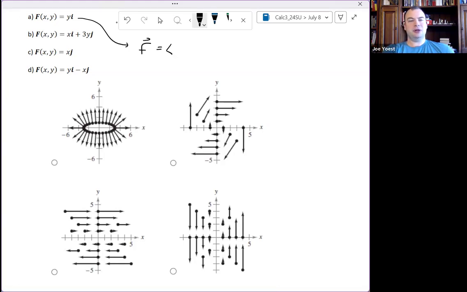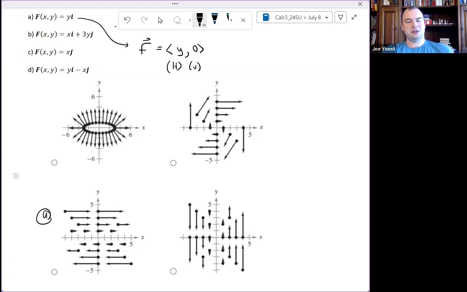So its i component, its first component, is y. Its j component, its second component, is 0. So the horizontal component is y, and the vertical component is always 0. Well, I can actually pick out right away which one of these this has to be, because the vertical component is always 0, and I see top left, top right, and bottom right all have non-zero vertical components, at least in some cases. So I could pick out right away that this has got to be A.